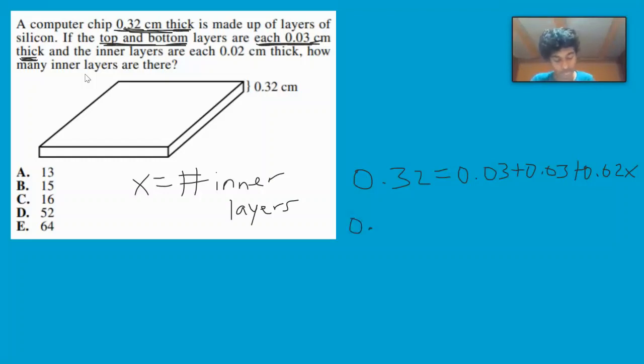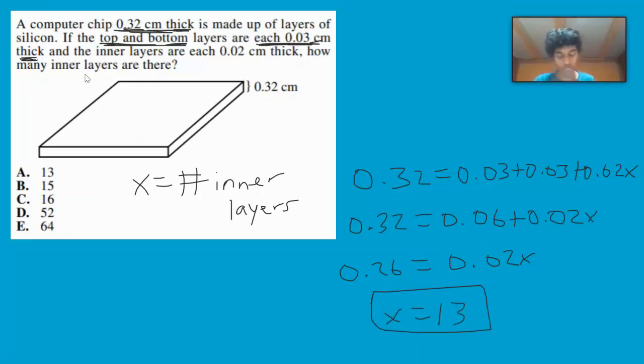So we have 0.32 is equal to 0.06 plus 0.02x. Subtracting 0.06 from both sides, we have 0.26 is equal to 0.02x. And then dividing both sides by 0.02, we get that x is equal to 13. Therefore, there are a total of 13 inner layers in this computer chip. So our answer is choice A.